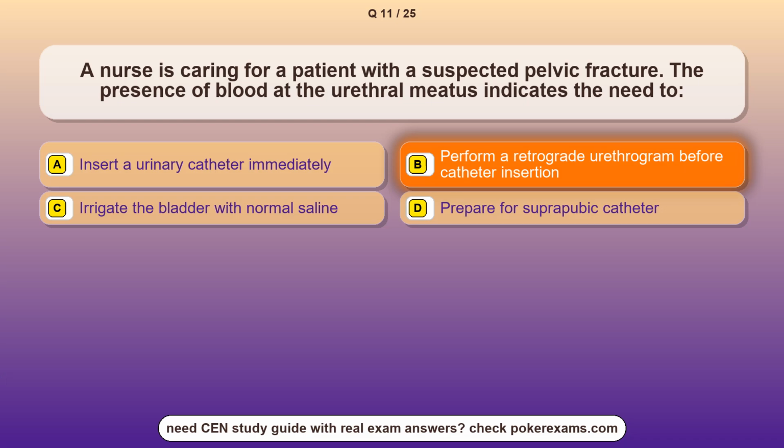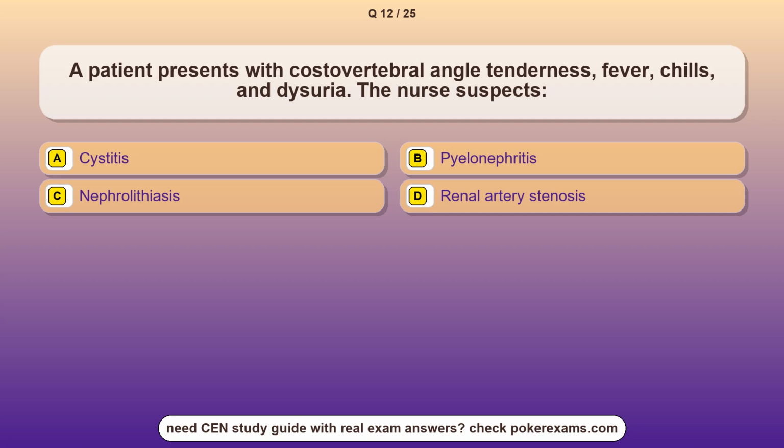The correct answer is option B. Perform a retrograde urethrogram before catheter insertion. Question 12. A patient presents with costovertebral angle tenderness, fever, chills, and dysuria.